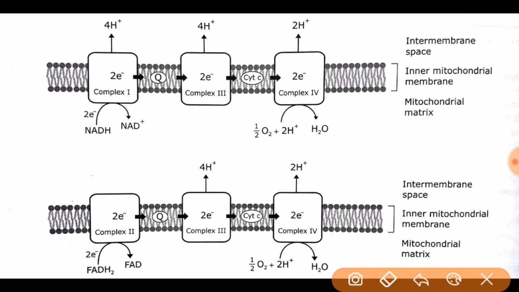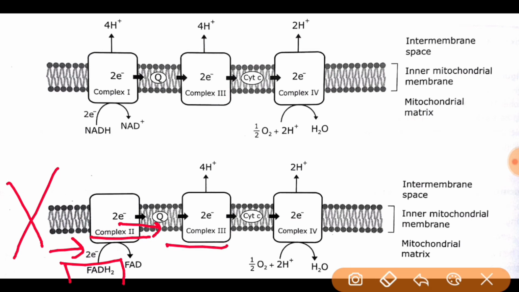Now we are talking about the FADH2. FADH2 will oxidize and it will transfer its 2 electrons to complex 2. Remember that in the case of FADH2 there is no role of complex 1. Then these 2 electrons from the complex 2 are transferred to the ubiquinone. From the ubiquinone these are transferred to the complex 3. From the complex 3, only a single electron at a time is transferred to the cytochrome C, and at the same time complex 3 pumps 4 protons.